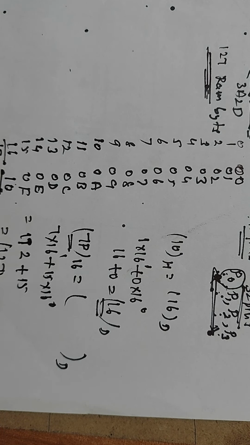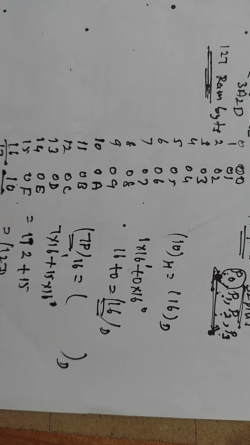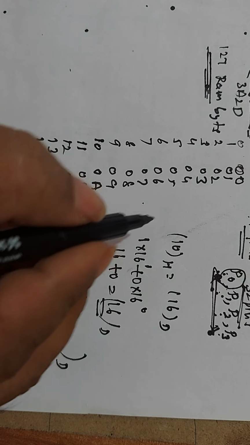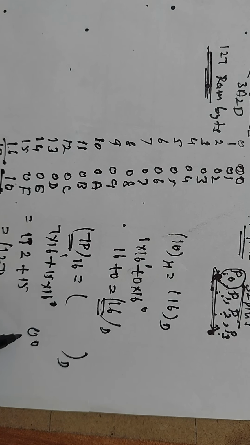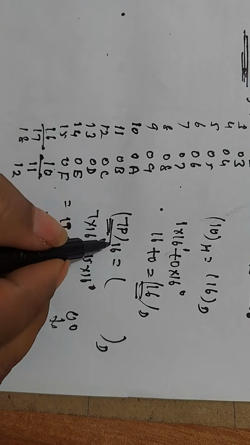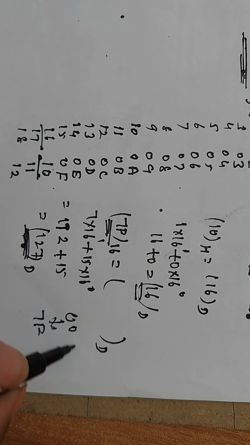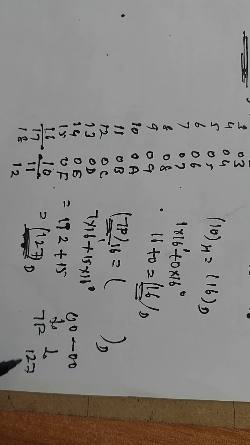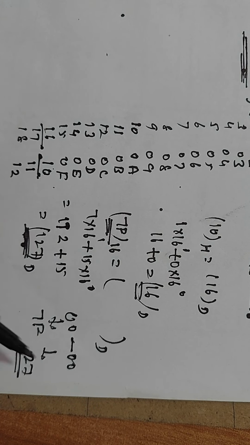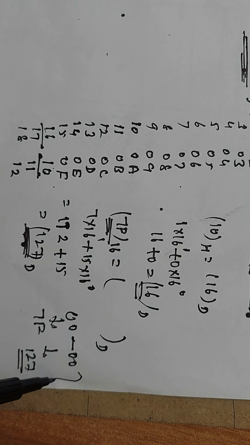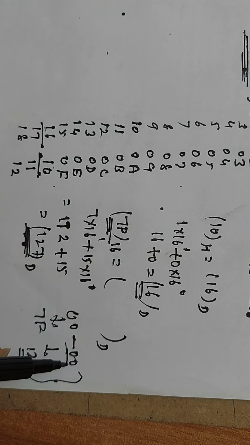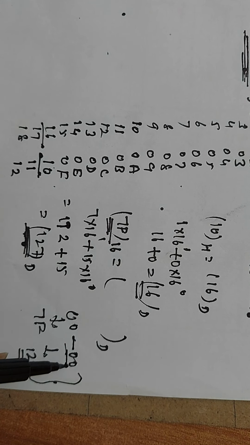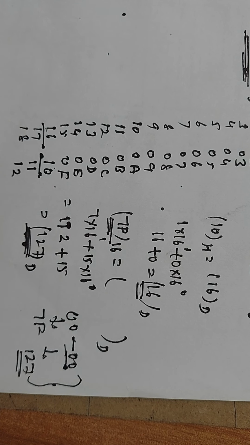So the 8051 microcontroller consists of 127 RAM locations. That is, the RAM locations will start from 00 and end with 7F. The decimal equivalent is 0 to 127. 7F is 127. Therefore, including 0, there are totally 128 internal RAM locations.